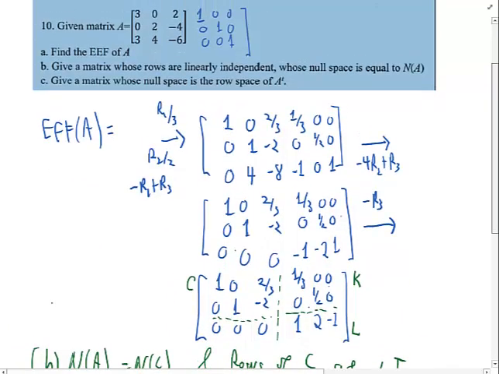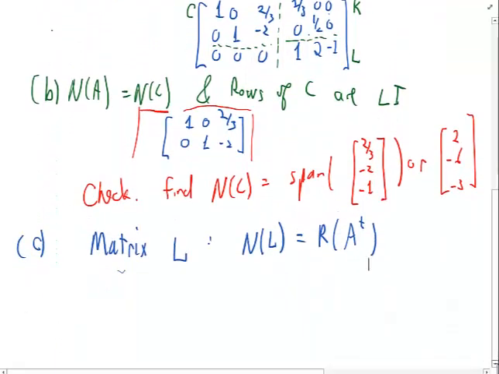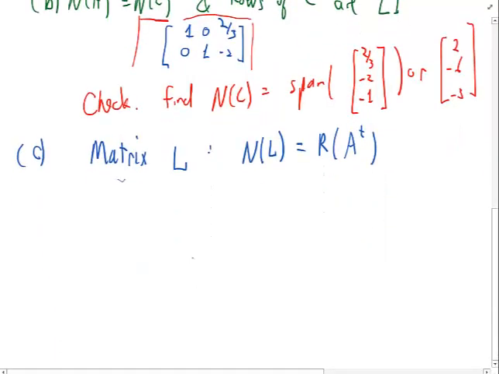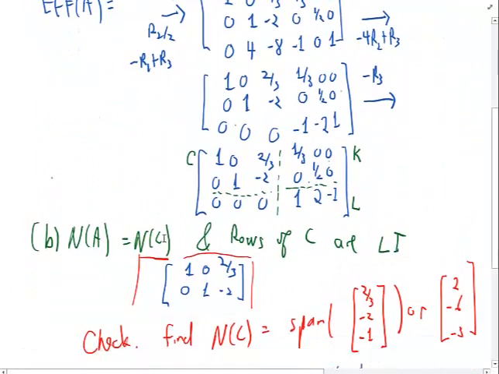Let's see if that's right. Okay. All right. So let's see if that works. Let's check it. Here my L was what? L was, where is it? 1, 2, minus 1.